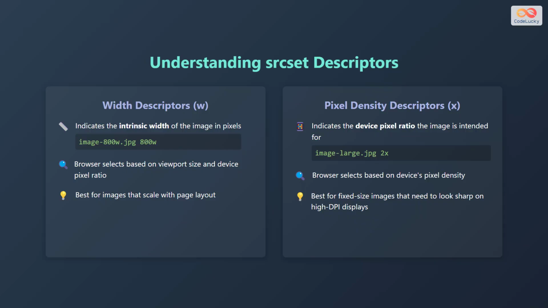Next, we have pixel density descriptors, denoted by x. These indicate the device pixel ratio that the image is intended for. For instance, image-large.jpg 2x means the image is designed for devices with a pixel ratio of 2. The browser selects images based on the device's pixel density, which is best for fixed-size images that need to look sharp on high DPI displays.